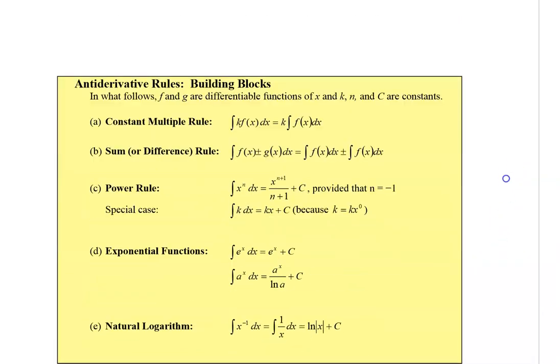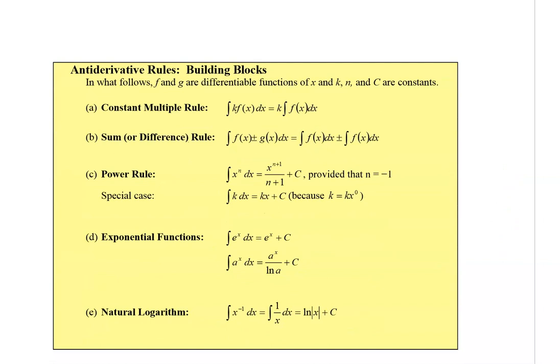So now I'm going to take each of those individual rules and work them backwards. And so f and g are our functions of x, k, n, and c are all constants. So the constant multiple rule, you can see that if I have some kind of coefficient there, we can bring it out in front of that integral sign. And so again, it just goes along for the ride. That's really nice because sometimes that can simplify what you're working with in order to help you see a simpler function going on.